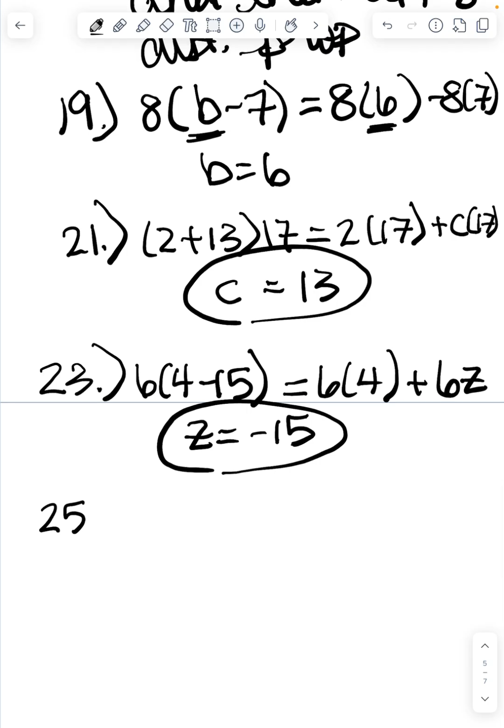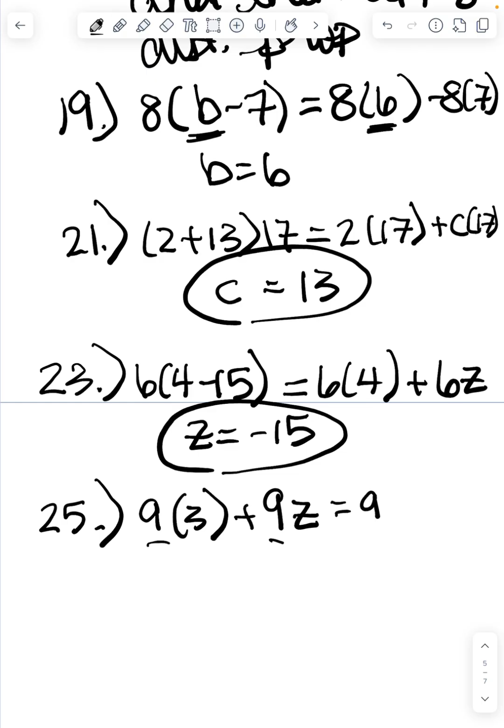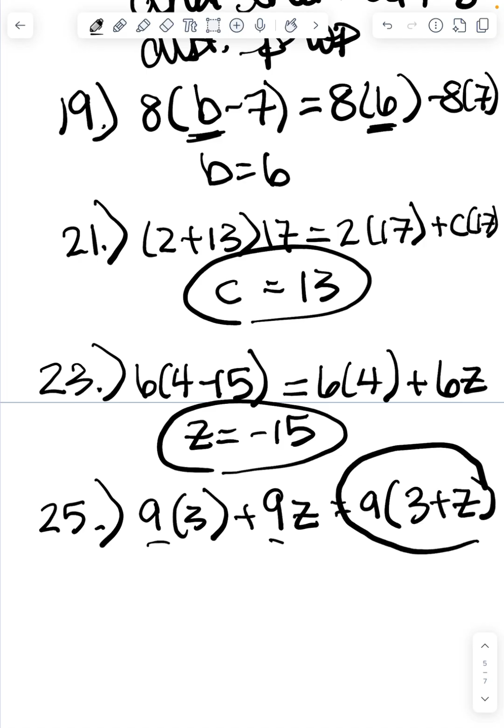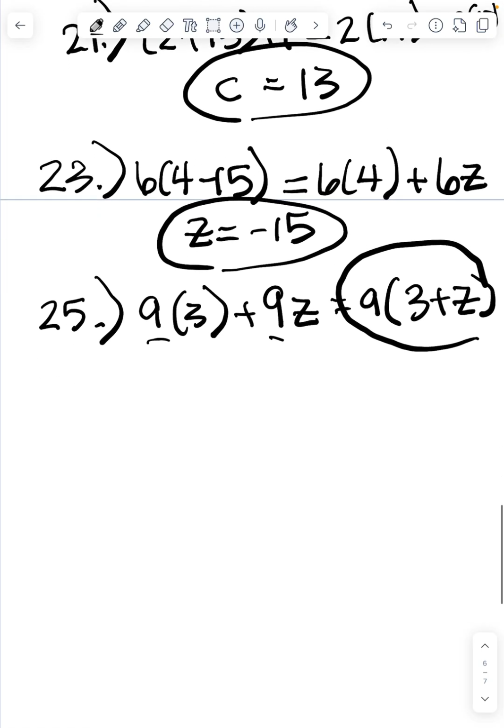Number 25. Use the distributive property to write an equivalent expression. 9 times 3 plus 9 times z. So in here, I can see that the 9 was distributed to the 3 and the z. So I'm going to back it up. Basically, I'm undoing the distributive property. I'm going to do 9 times the quantity 3 plus z. Number 27.